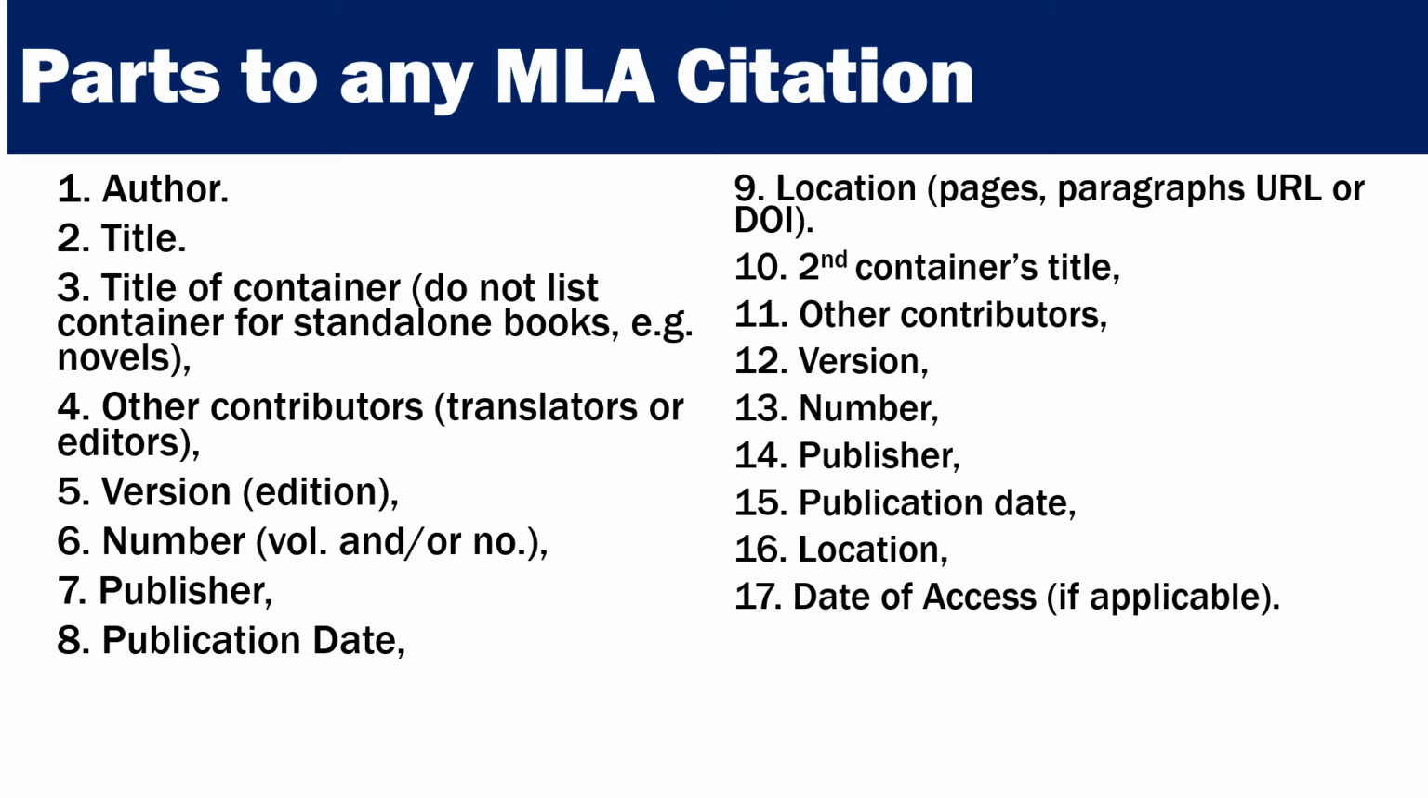In most cases, for a book, you should have an author, the title of the book, the publisher, and the publication date. For an article in a journal or newspaper, you would have an author, title of the article, the container of the article, meaning the name of the journal or newspaper, the number, the publication date, and the location, if you got it from the internet. So you can see that you would skip the little pieces if you don't have them and just plug in what you do.